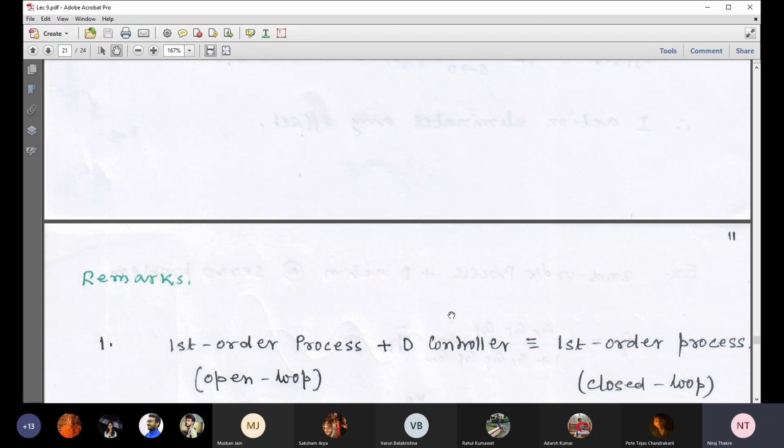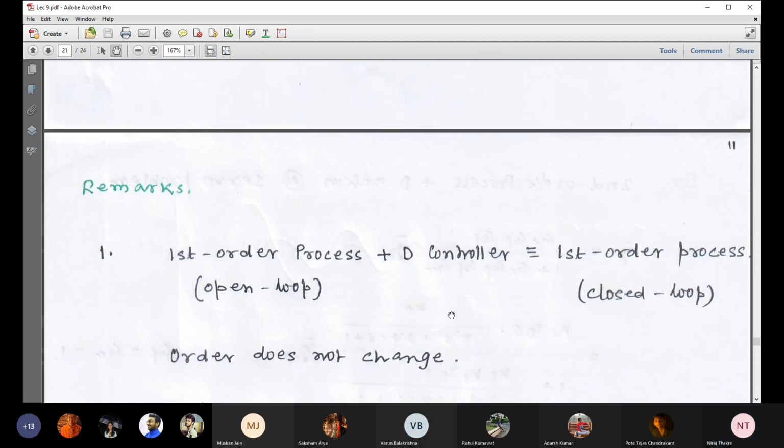So that's why our first remark: a first order process plus a derivative controller yields a first order closed loop process. So order does not change.